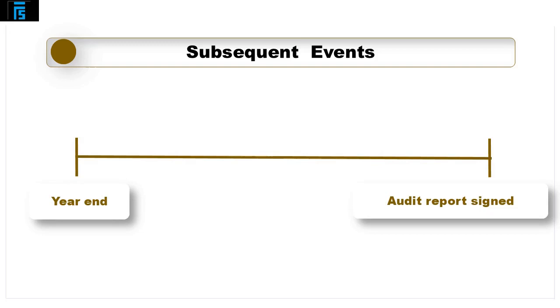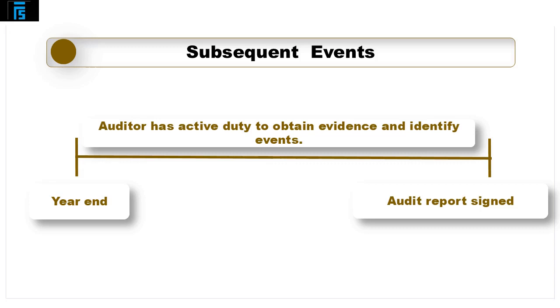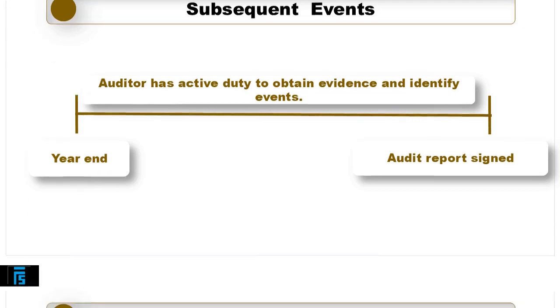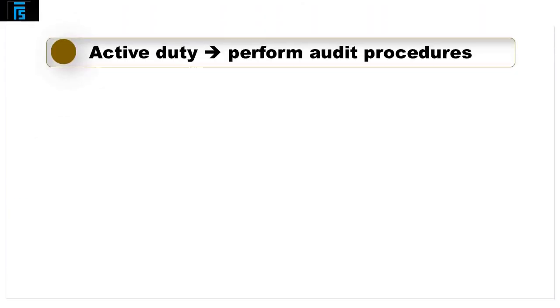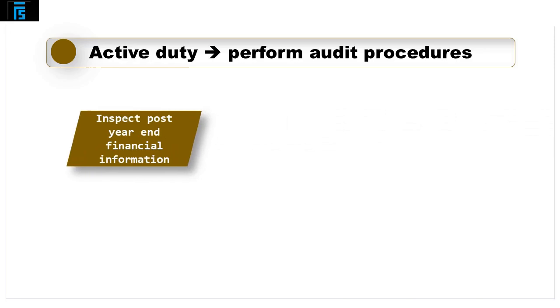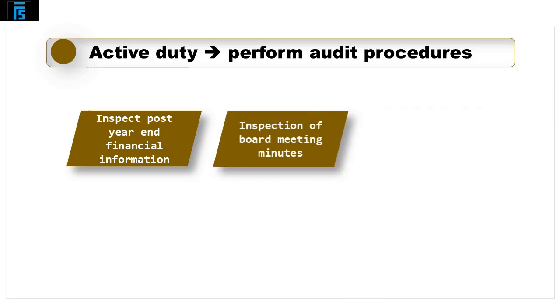During this period, the auditor has an active duty to obtain evidence and identify events which may need adjustment or disclosure in the financial statements. Having an active duty is to perform audit procedures. Examples of typical audit procedures carried out are inspection of post-year-end financial information, for example management accounts. This may identify significant changes to performance that may need to be communicated to the users. Inspection of board minutes of meetings held since the year end. These may identify significant events that may have not been included within the financial statements.